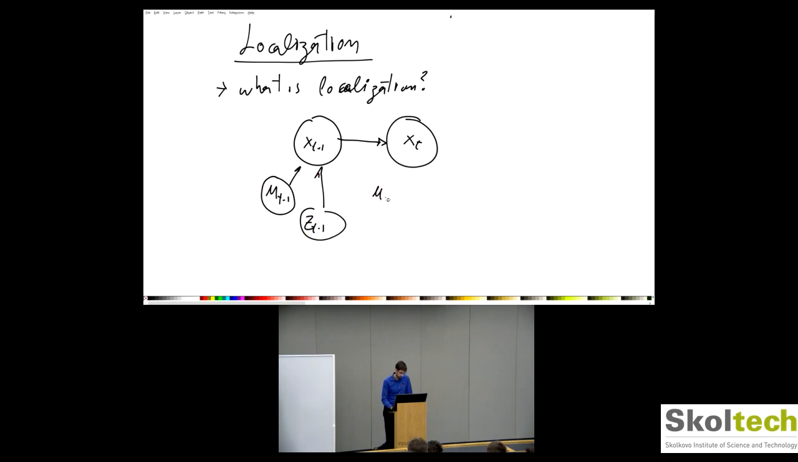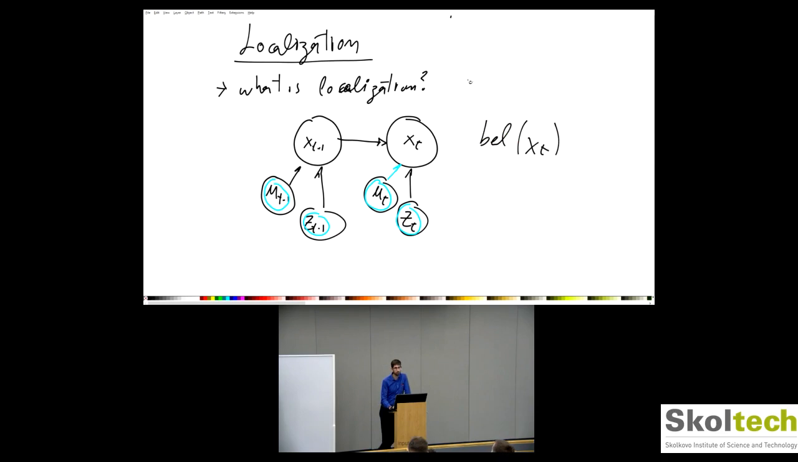And the same happens here. Remember that we are observing this. Maybe I'm going to use this color. This means that we're observing this, but we cannot observe the state variables. These are non-observable. So we are observing these things. So then basically the localization problem, in the notation we calculated before, is going to be calculating the belief of our current state.